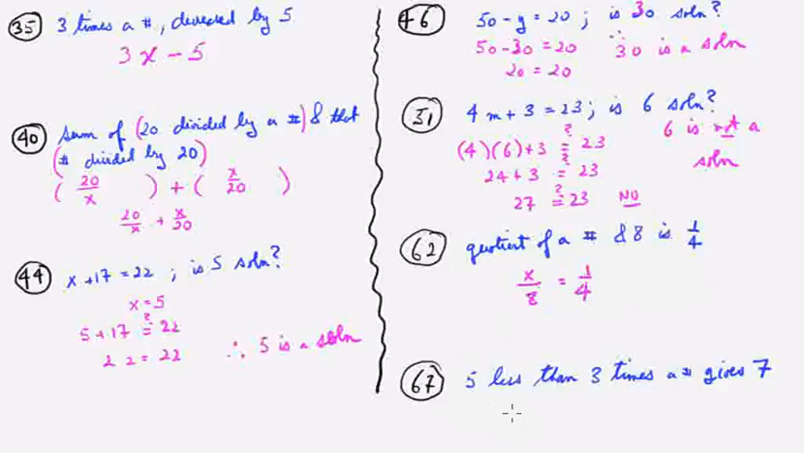67. 5 less than 3 times a number gives 7. 5 less than 3 times a number. Okay, so I'm going to start with 3 times a number. 3 times a number I'm going to write as 3x. And I'm going to reduce that by 5 equals 7. So equals is synonymous with gives.